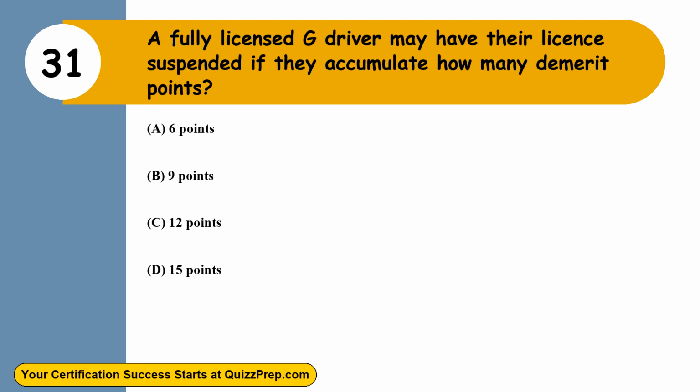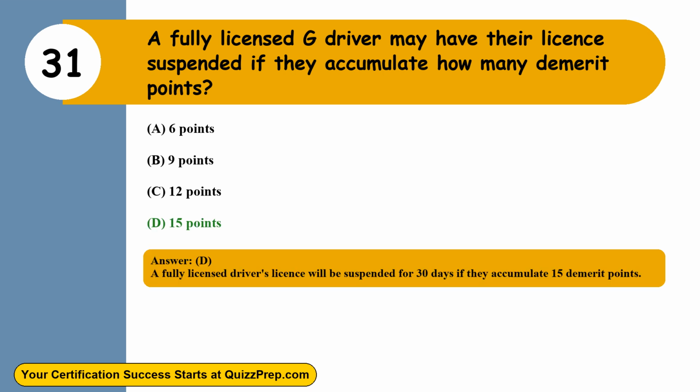A fully licensed G driver may have their license suspended if they accumulate how many demerit points? Option A, 6 points. Option B, 9 points. Option C, 12 points. Option D, 15 points. The correct answer is option D, 15 points. A fully licensed driver's license will be suspended for 30 days if they accumulate 15 demerit points.